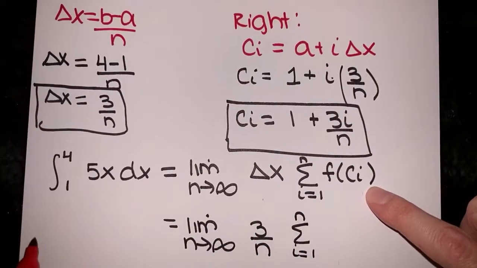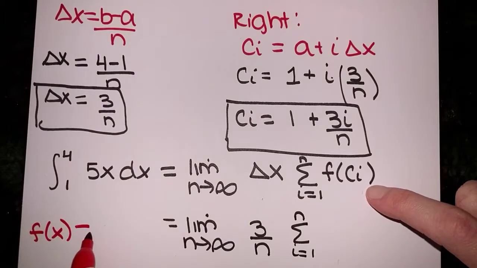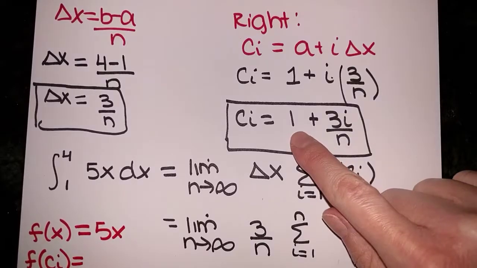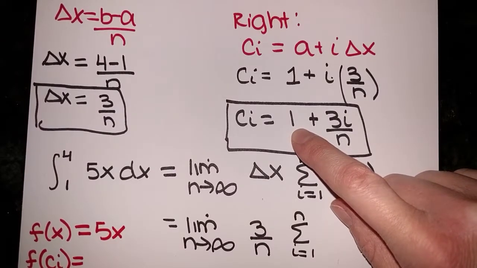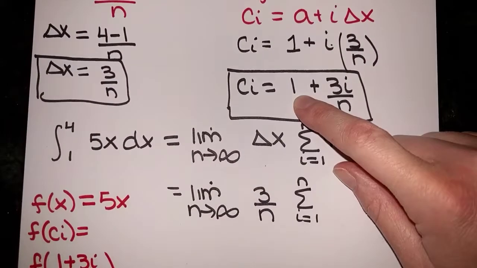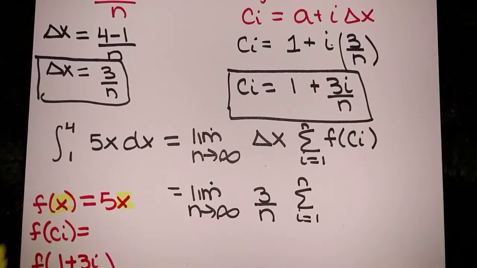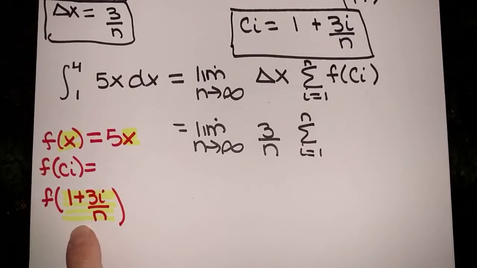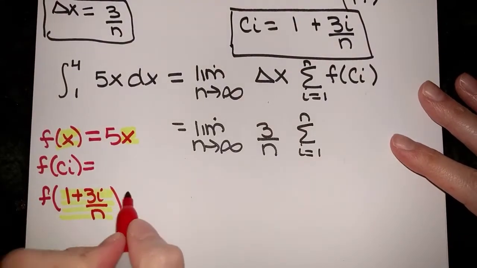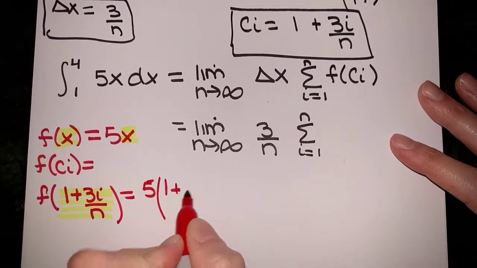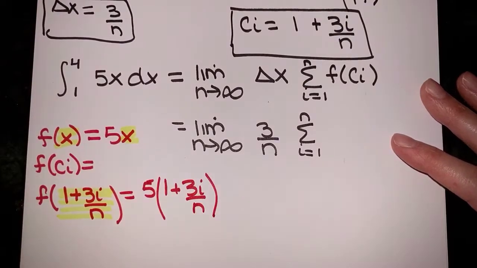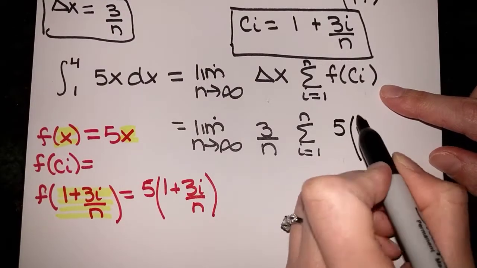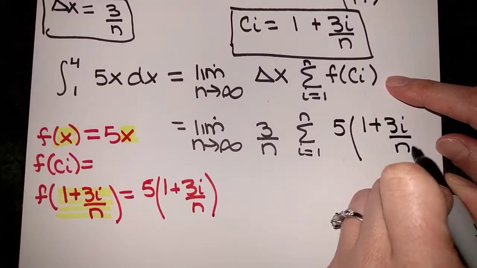Now, to find our f of ci, we go over here and use the fact that f of x is 5x. So f of ci, if you look at what your ci is, it's f of 1 plus 3i over n. So what you will do is replace all of your x's with this 1 plus 3i over n. And let me scoot this up a little here. So you'll replace the x with the 1 plus 3i over n, and then over here you'll replace this x with the 1 plus 3i over n. So our f of 1 plus 3i over n, or f of ci, is going to get substituted in as 5 times 1 plus 3i over n.